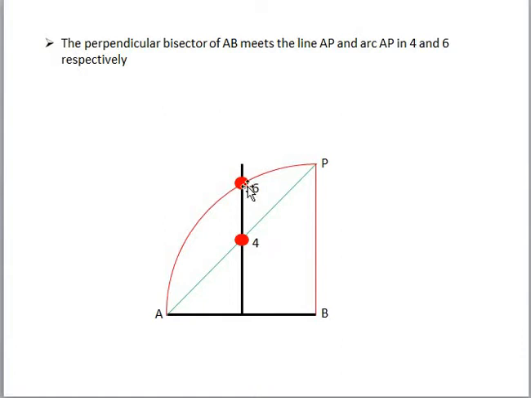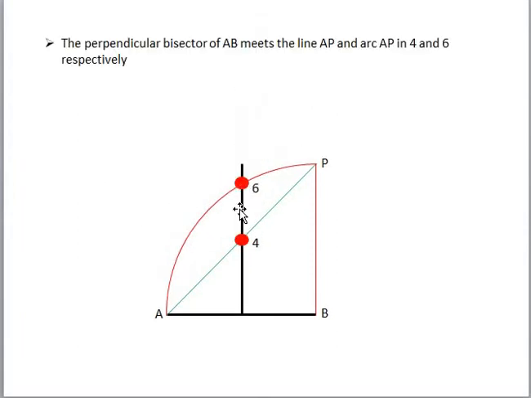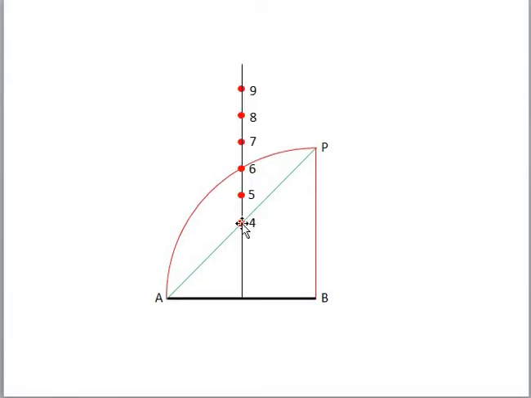Then how much will it be? If the entire length from 4 to 6 is 20, if I put one point here, it will be at 5, at the middle of 4 and 6, and it will be of length 10. That means if 4 to 6 is 20, then 4 to 5 will be 10, and 5 to 6 will be 10.